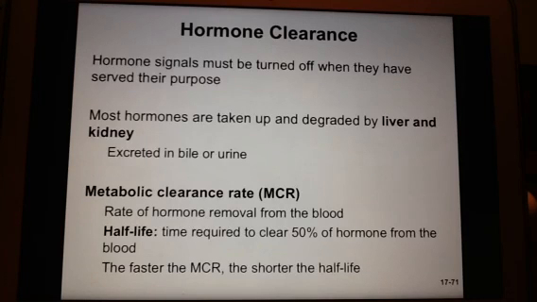And so that gives you a metabolic clearance rate. That's the rate of hormone removal from the blood. And so the half-life is the time required to clear half of that hormone from the blood. And so the faster that clearance rate, the shorter the half-life of the hormone.